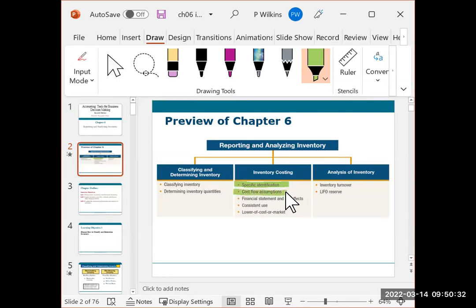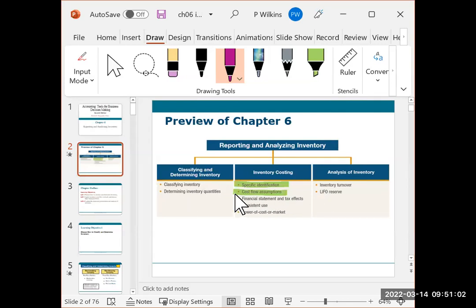Then we will get into the cost flow assumptions. We will spend the majority of the time there. That's where the majority of the second part of the class will take place. The cost flow assumptions are LIFO, FIFO, and average costing. LIFO and FIFO are not poodles. They are last in, first out, and first in, first out. So that's LIFO, L-I-F-O, and FIFO, F-I-F-O, okay?